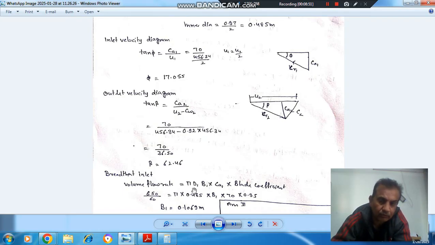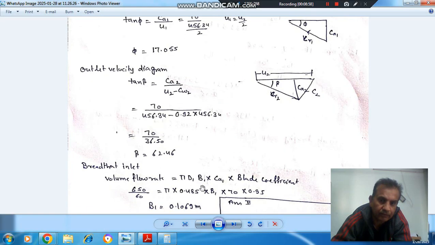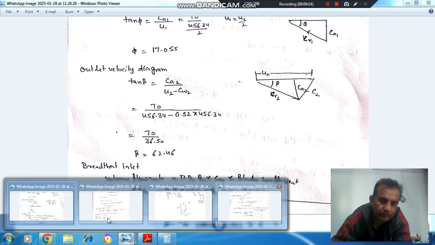Now we can calculate directly at inlet also. The volume flow rate at inlet is given as pi d1 times b1 times CA1 into the blade coefficient. Now we have d1 and we have CA1, and the blade coefficient is given as 0.95, and the volume flow rate is 650 by 60. That comes out as 0.1069 meter.